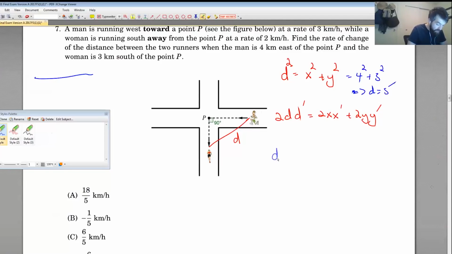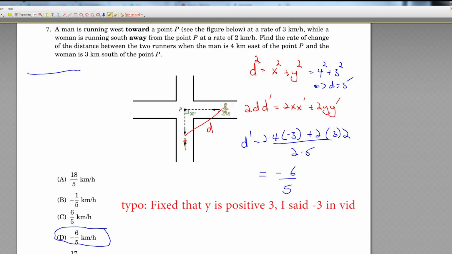So I actually do know that this d prime is equal to, I'll divide out by the 2d, so divide out by the 2 times 5, okay? And then the value of our x here is going to be this 4. And then the x prime here, this is the trick where I said it's going to be this value of minus 3 because it's going towards the point. And then I have a plus 2 there as well. So 2 times 4 times this, then 2 times my y. What's my y? My y is south, so it's going to be a minus 3. That's 2 beneath this thing.